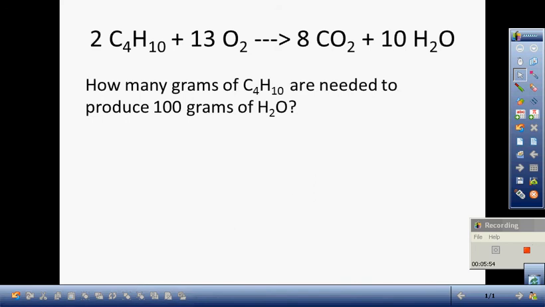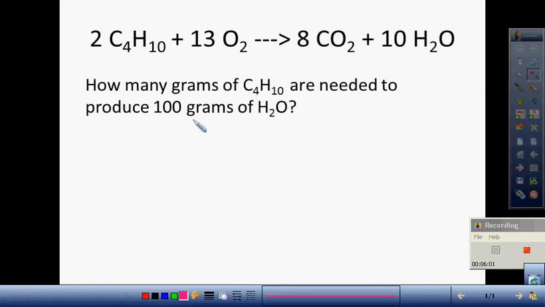Alright, my next question has grams. We're starting off with 100 grams of water. So I'm going to start by writing my given. I don't want grams of H2O, so I'm going to put it down here to cancel it. There's only one thing I can change grams to, and that's moles. And if I have water down here, I've got to have water up here.